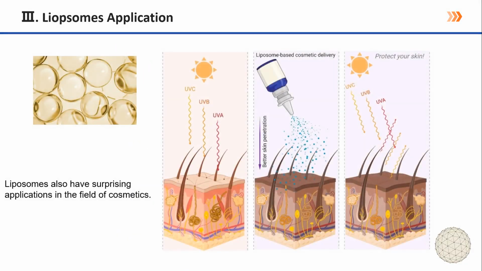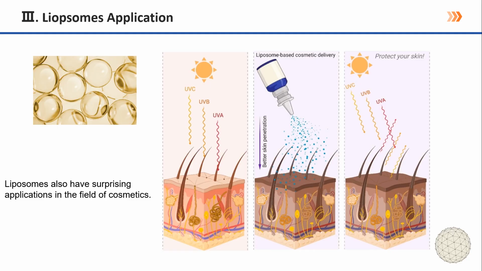Liposomes also have surprising applications in the field of cosmetics. As people pay more and more attention to skin health and beauty, the research and development of cosmetics has also paid more and more attention to its functionality and safety. The application of liposomes in cosmetic delivery is mainly reflected in its protective effect on the skin. For example, liposomes can be used to protect the skin from damage caused by ultraviolet rays, UVA, UVB, UVC.